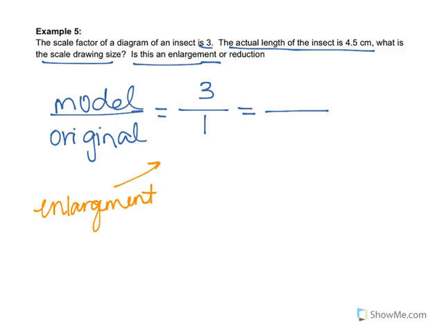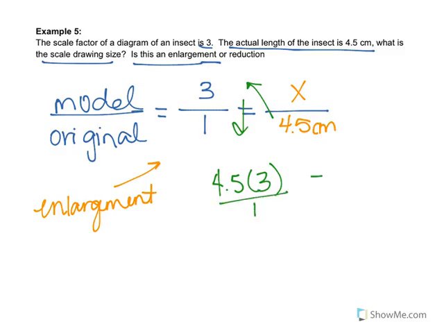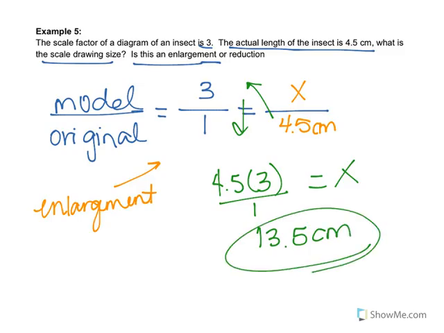Okay, so the actual length of the insect is 4.5 centimeters, so that's going to go on the bottom because that's the actual size of the bug. And now we're going to cross multiply and divide, so we have 4.5 times 3 divided by 1, and we get 13.5 centimeters is the size of the drawing.